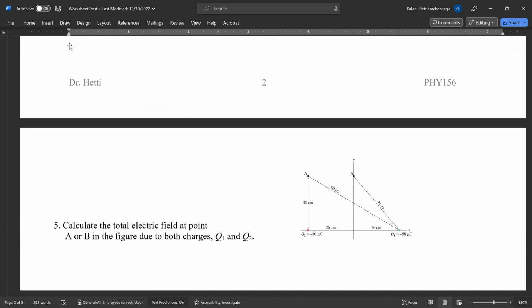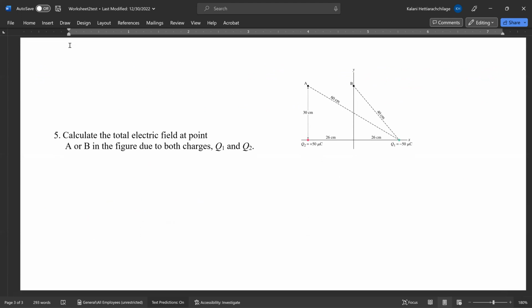Okay, so now let's move into number 6. Number 6 asks you to calculate the total electric field at point A or B. You're going to choose. If I do A, you're going to do B, or maybe you're going to do B on your homework. So let's say A is the hard one and B is easy. So I'm going to select A, due to both Q1 and Q2. So this is where my point of interest is, right?